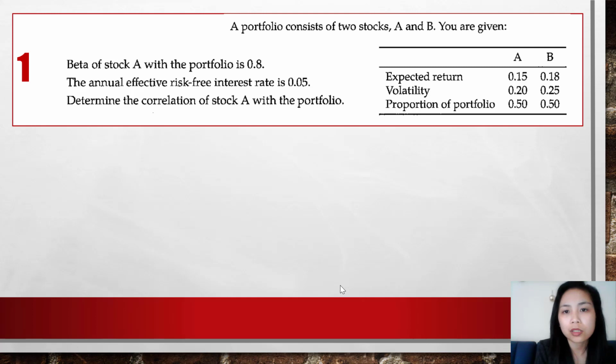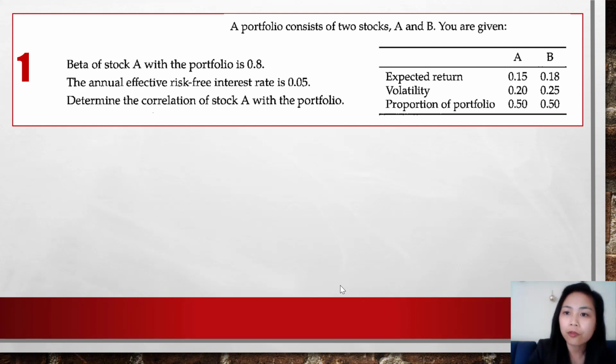Alright, so let's consider the first problem. A portfolio consists of two stocks A and B. You are given beta of stock A with portfolio is 0.8. The annual effective risk-free interest rate is 0.05. Determine the correlation of stock A with the portfolio.